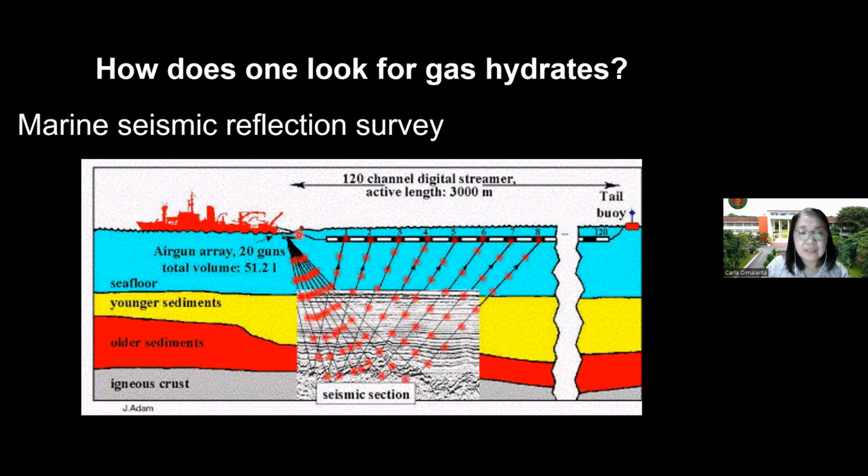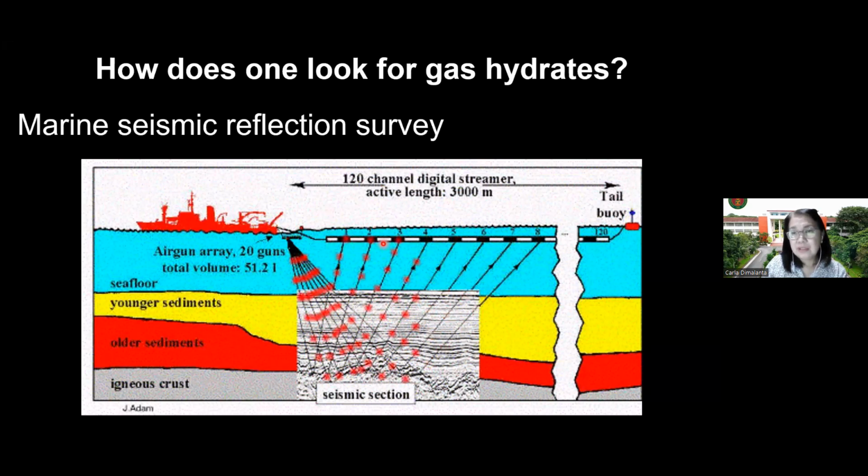So again, here, you see boundaries between young and old sediments. The young sediments will be less dense, the older sediments will be denser because there are differences in the densities. Then those densities will affect the velocities of seismic waves. So therefore, it will cause seismic waves to be reflected back to the surface.